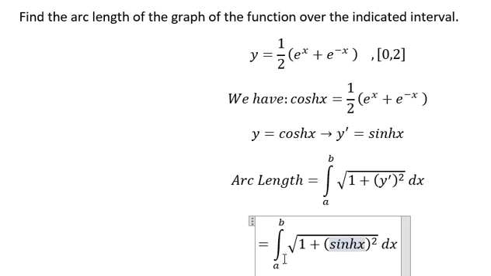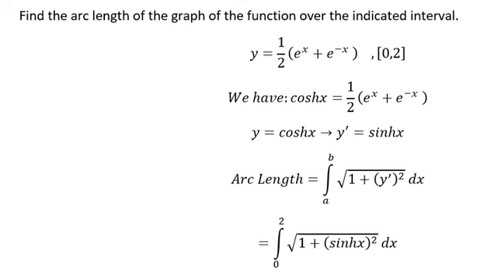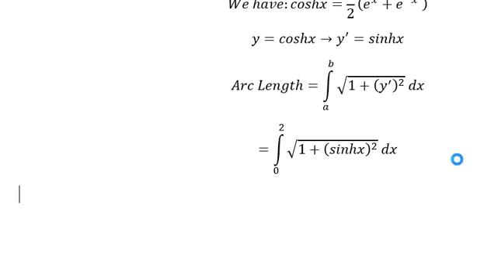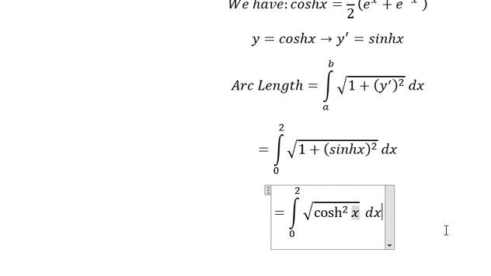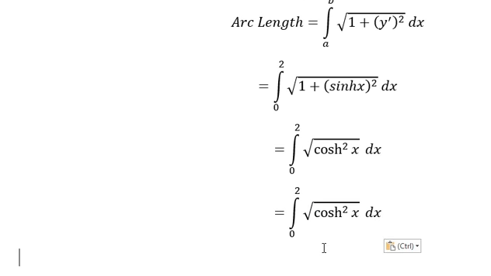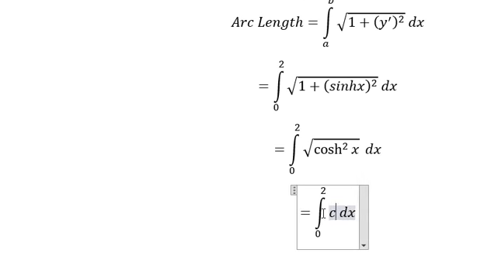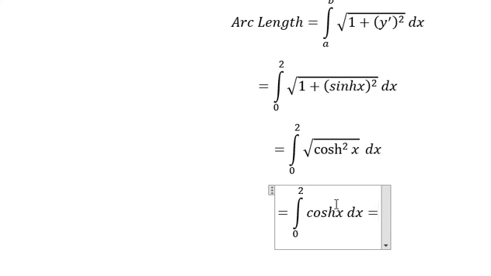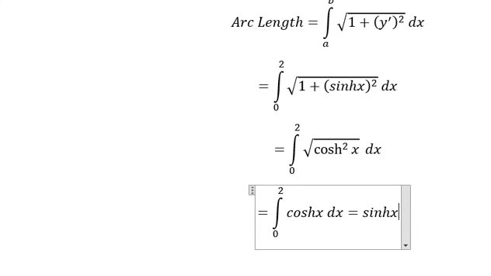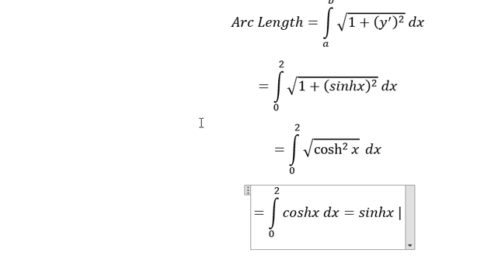A we change by number 0. B we change by number 2. And now 1 plus sin x square we change by cos x square. And this one we have cos x. The integration of cos x, we have sin x, and we put the bounds from 0 to number 2.